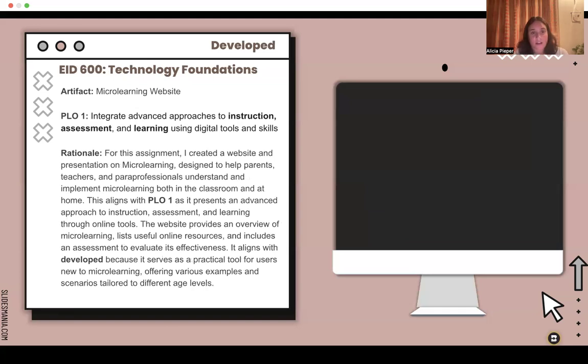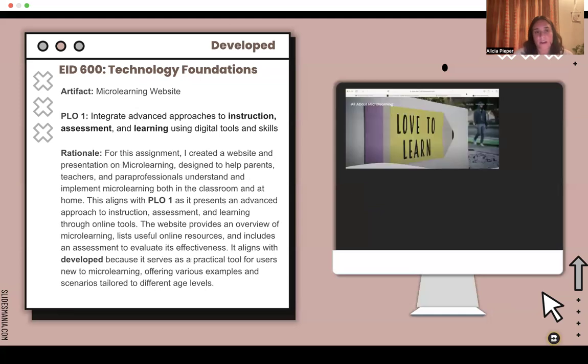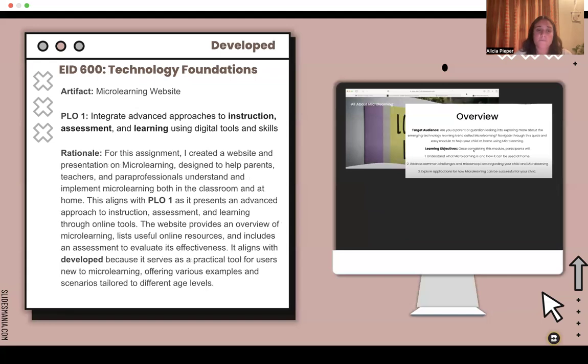EID 600 Technology Foundations. The artifact that I chose was a micro-learning website that I had created for this assignment on micro-learning. It was designed to help parents, teachers, and paraprofessionals better understand and implement micro-learning both in the classroom and at home. This aligns with PLO 1 as it presents an advanced approach to instruction, assessment, and learning through online tools.